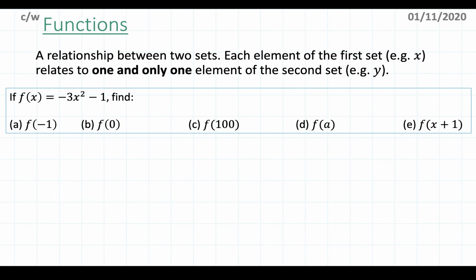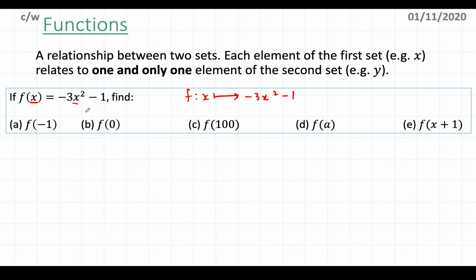Now, this is a more formal definition of functions as well. A relationship between two sets. Each element of the first set relates to one and only one element of the second set. It means that it can't go to two outputs. So this is the function notation we use, either f of x. We could also use something like f colon, and then x goes to -3x squared minus 1. That's another type of notation you could use. And basically what it tells you is if my input is x, then you take the input, you square it, you times it by -3, and then you take away 1.